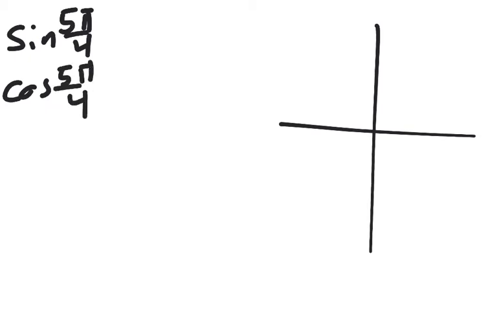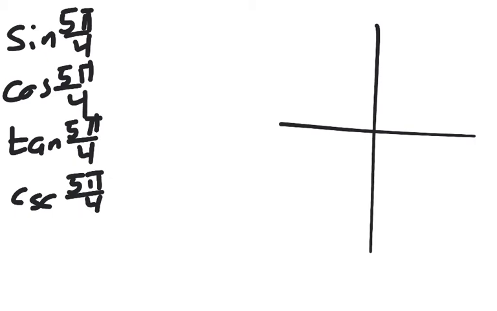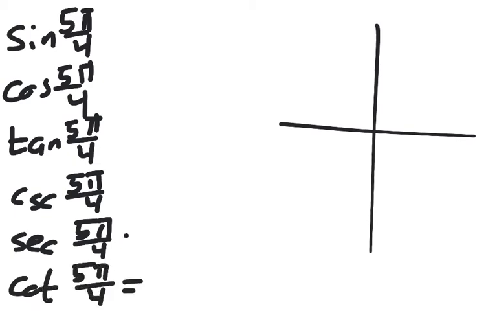Well, it's telling me to find the 6 trig ratios. So I'm going to be finding sine of 5 pi over 4, cosine of 5 pi over 4, tangent of 5 pi over 4, and then they're buddies. So that would be cosecant of 5 pi over 4, secant of 5 pi over 4, and cotangent of 5 pi over 4. So my final answer is going to be whatever I get on these 6 answers. So, first things first, 5 pi over 4, well, I need to know where does that rotate me to?